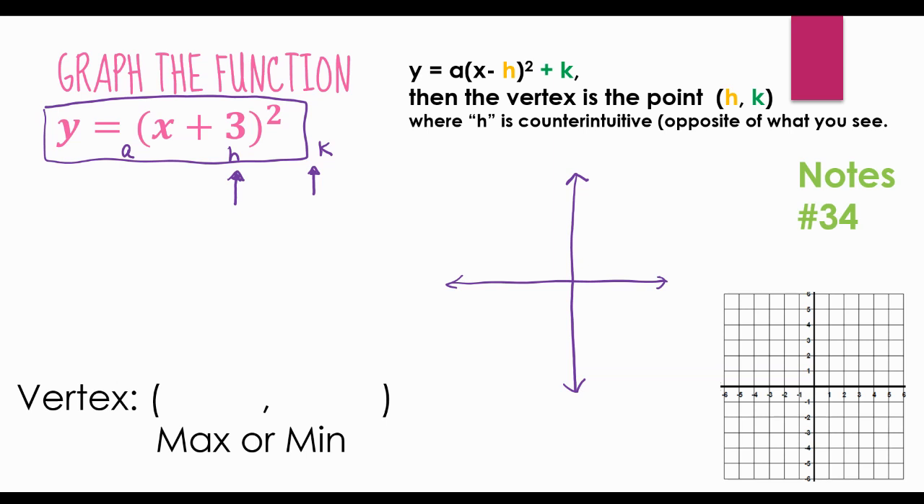If A is a number like 2 or 3, it's going to stretch it. If A is a fraction like 1/2 or 1/3, it will shrink it and make it wider. So right now we're not going to deal with A. We're just going to leave A as 1. So H is negative 3, because it's always opposite of what you see. It's going to move it left 3. K is 0, so there's no movement up or down.